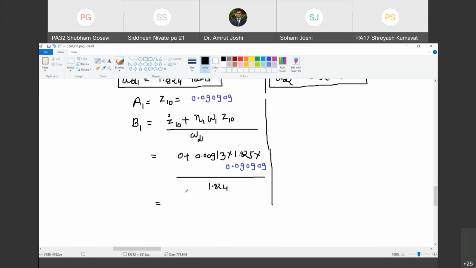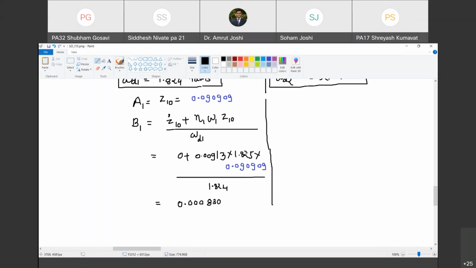So it is 0.00913 into 1.825 multiplied by 0.00909. 8.304. No. How can it be divided by 1.824? No, something went wrong, do it again. It should be 0.000830 if I'm right. Can you cross verify?